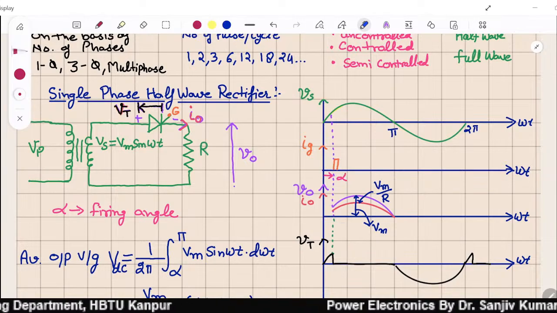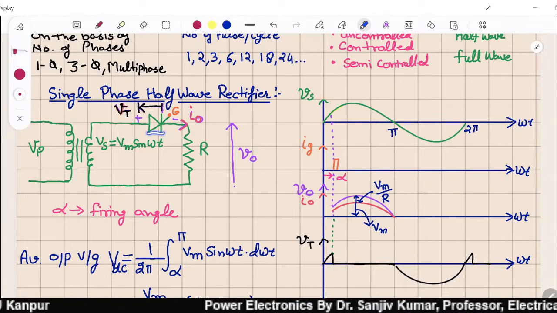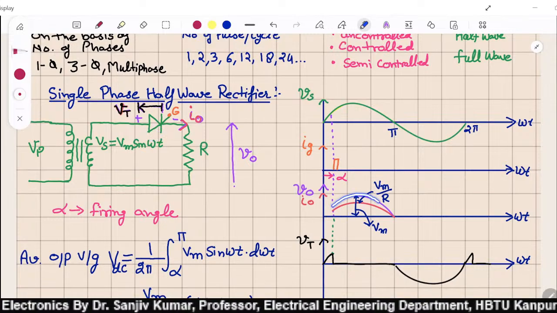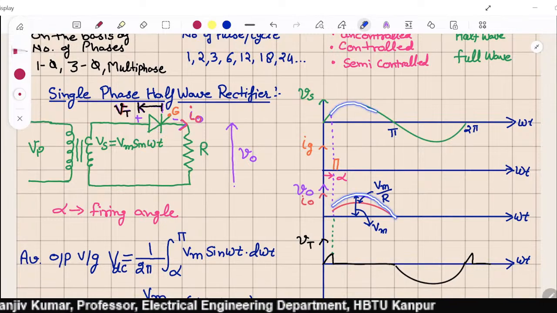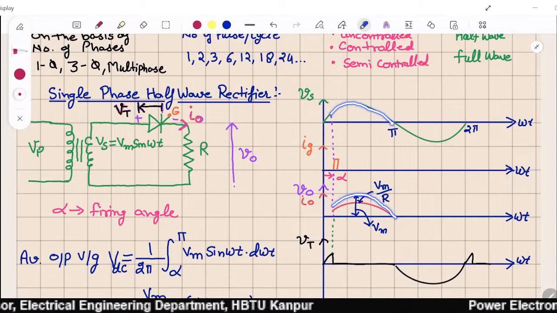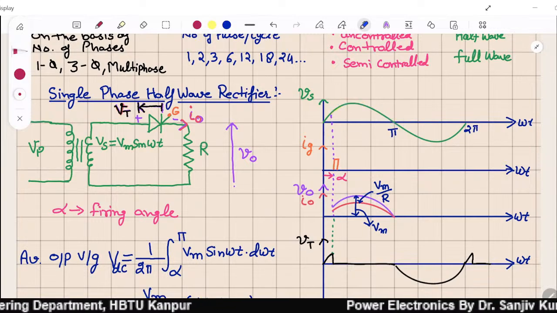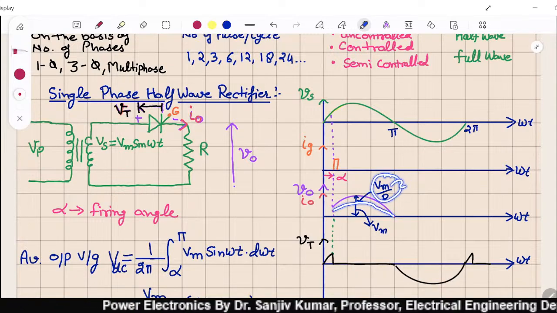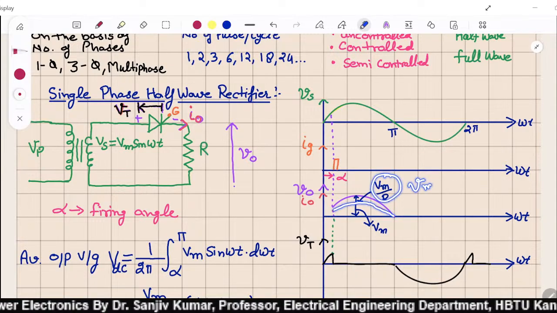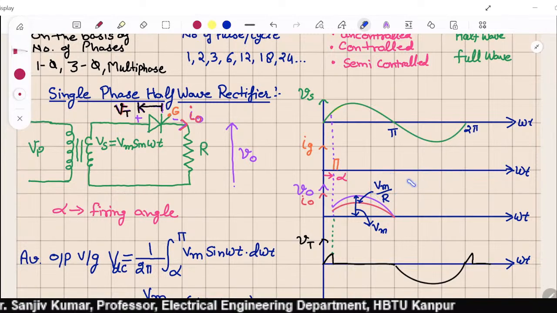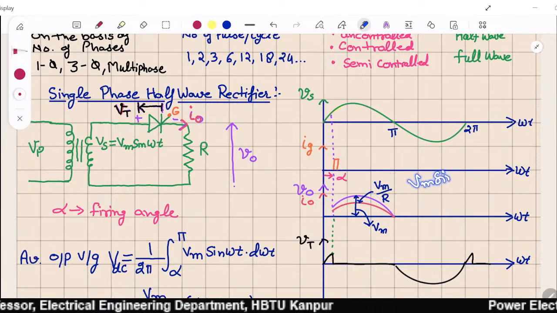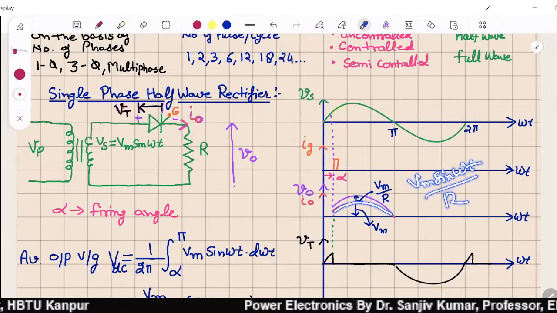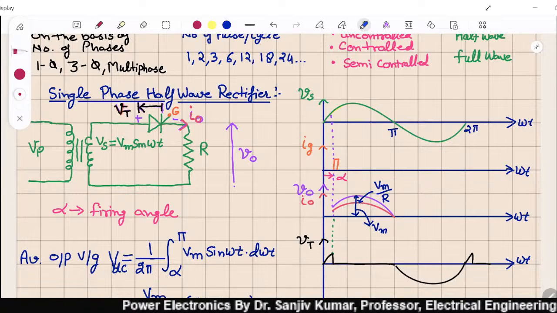Now what happened? The moment it is on, it will act as a short. So output voltage would follow the input voltage. जो कुछ भी आपका input voltage होगा बच्चा पार्टी, वो इसमें output में आने लगेगा. And what would be the value of current? Current would be Vm by R, right? So it is Vm sin omega t by R. So it will follow the voltage divided by resistance R.